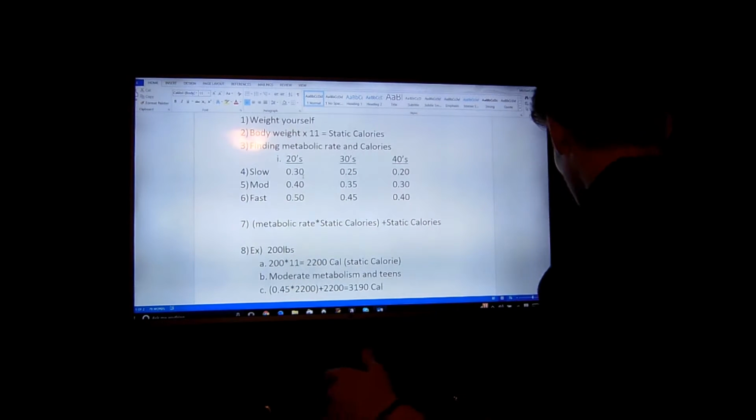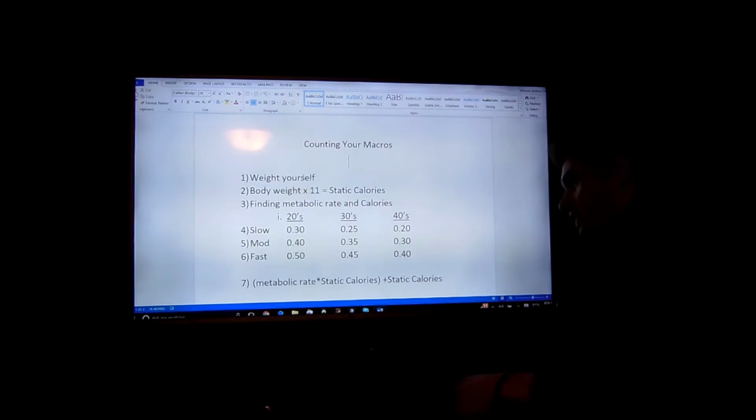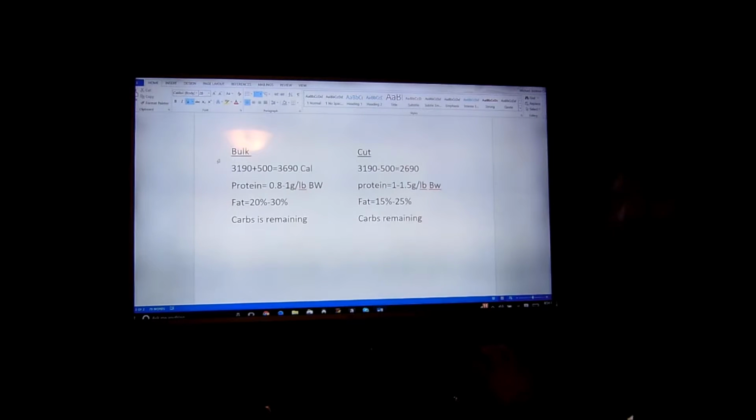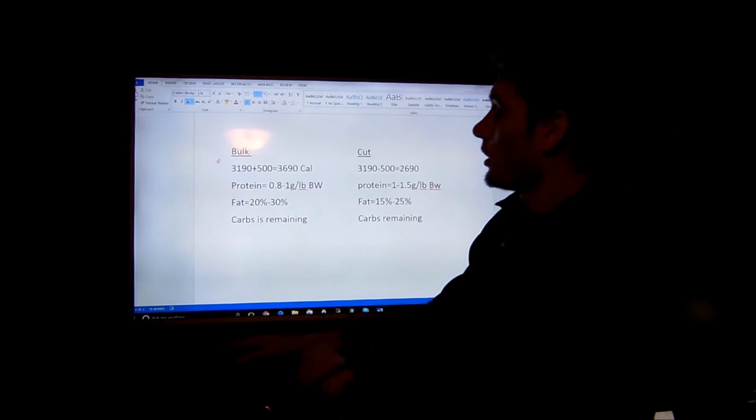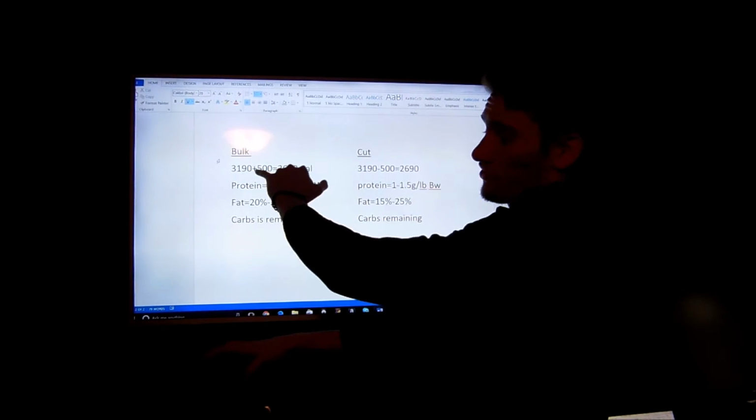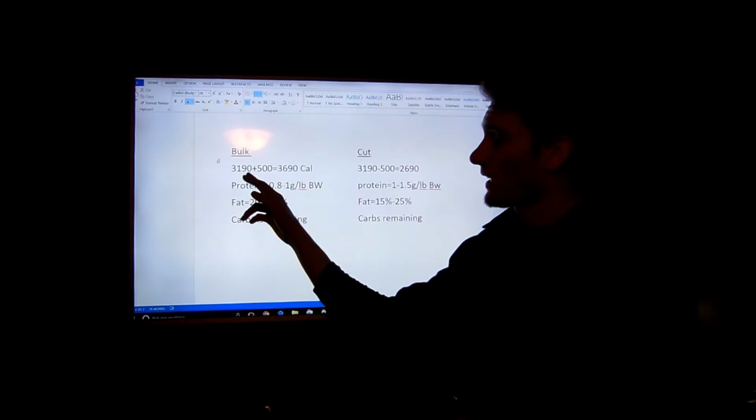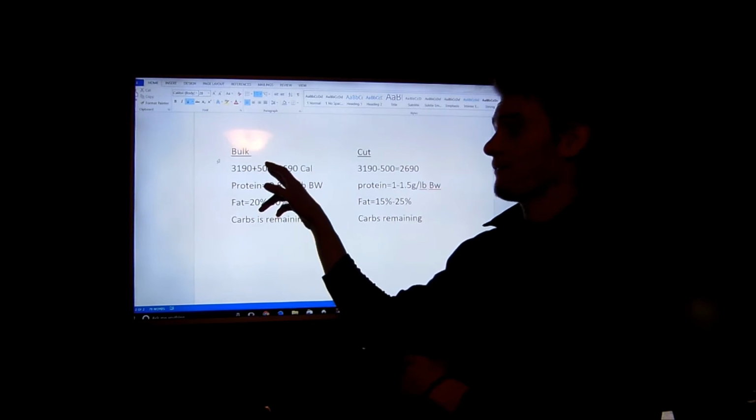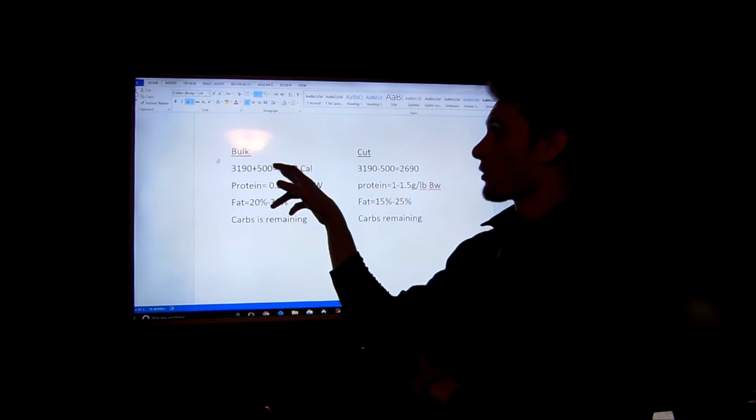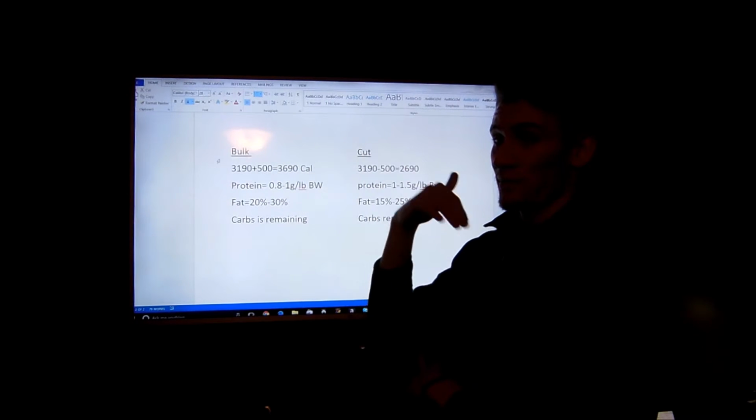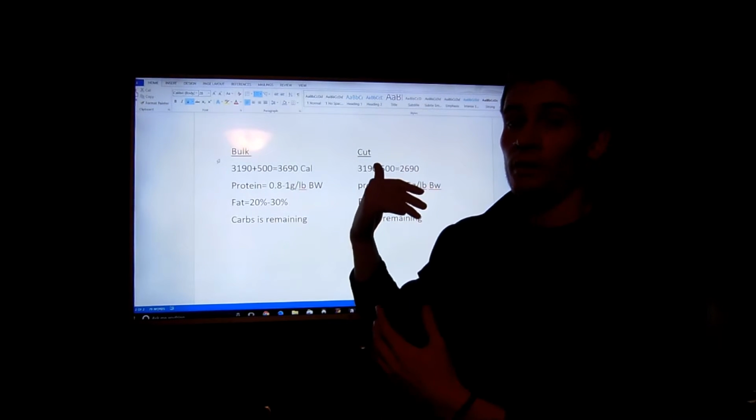So now we're going to talk about a bulk or a cut, and I actually have that down here. For a bulk, you're going to take the calories that you found, your base calories. Mine, like I said, was 3190. You're going to add 500 calories to that. 3,690 calories is what I would eat for a bulk.